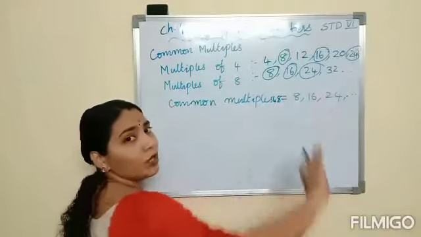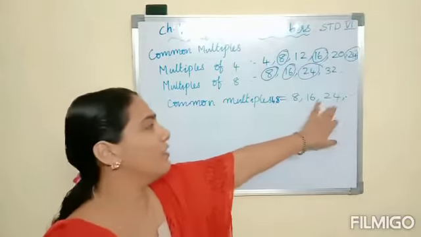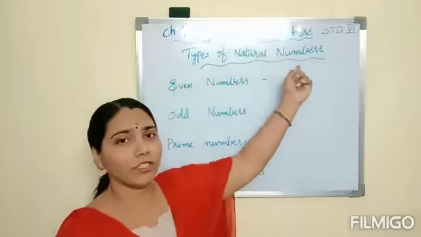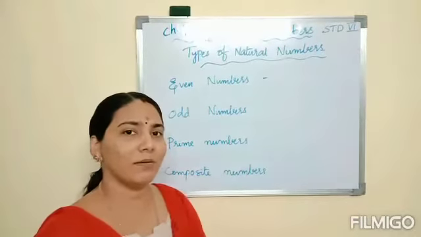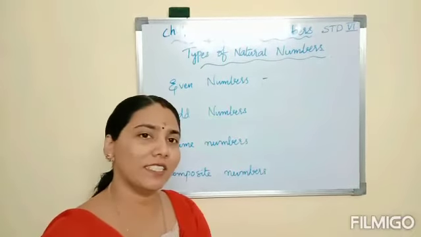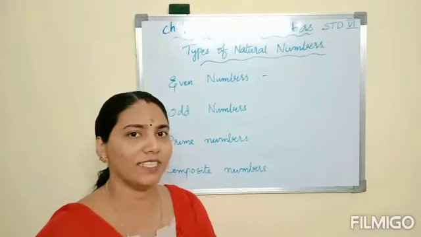Many more multiples are there, but we can find out all the common multiples. So we are stopping here at 24. Okay. Next one, types of natural numbers. Before that, what is a natural number? Natural numbers start from 1, 2, 3, etc. That means it is also called counting numbers. It will start from 1, 2, 3, etc.